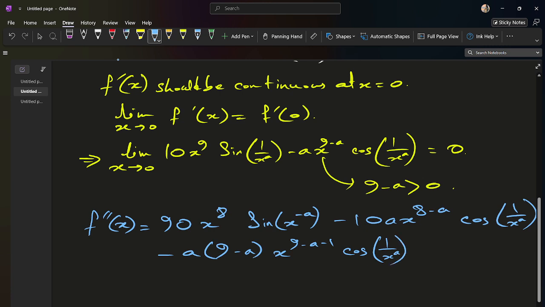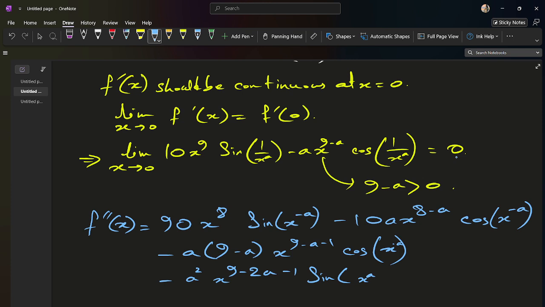As we can say that this is x to the power minus a. Let me write it also, x to the power minus a, I think that will be easier to see. And our last term will be minus a square x to the power 9 minus 2a minus 1, and we will get sine of 1 by x to the power, which is x to the power minus a. Okay, so now our f double dash x has to be continuous.